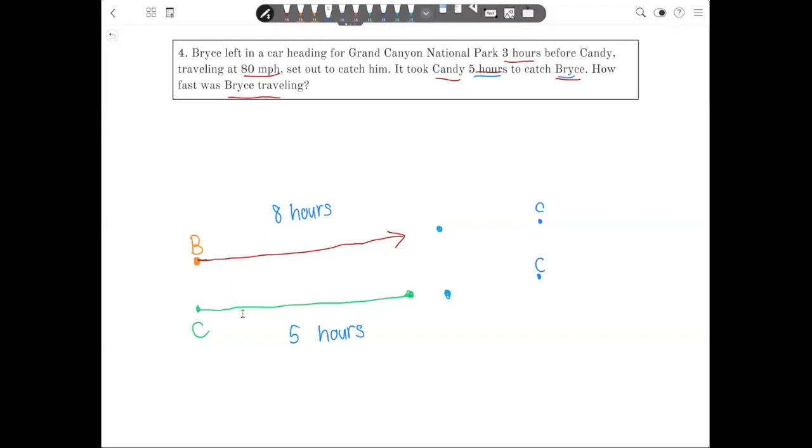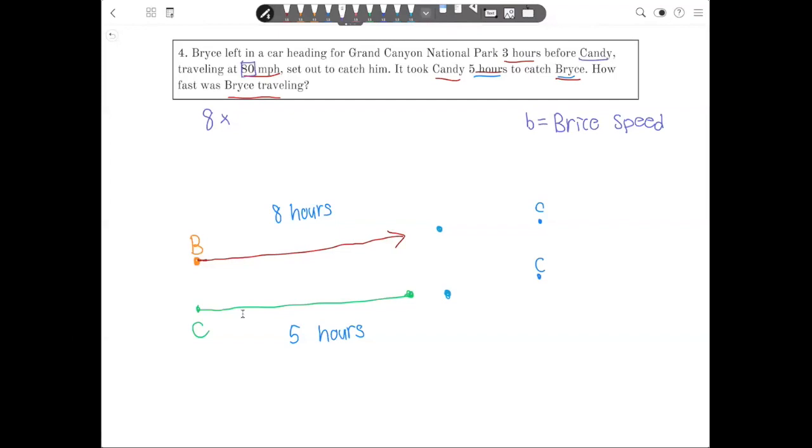So 8 hours for Bryce, 5 for Candy. Now we see that it's 8 times whatever speed Bryce was going at. So 8 times Bryce's speed. We write on the side that B is Bryce's speed. We don't know what it is. We know Candy's speed, right?